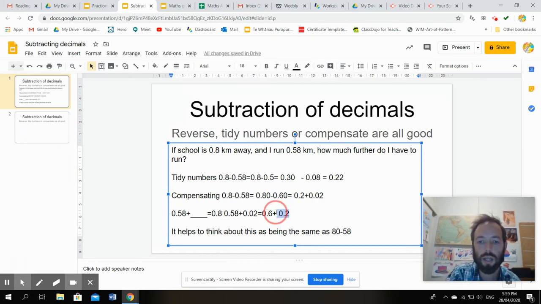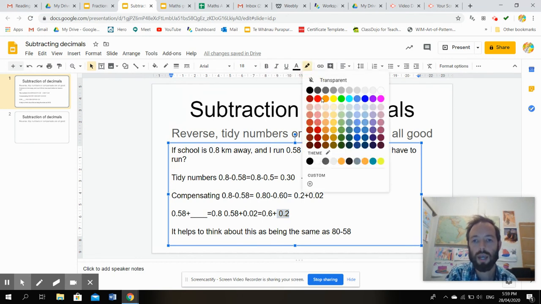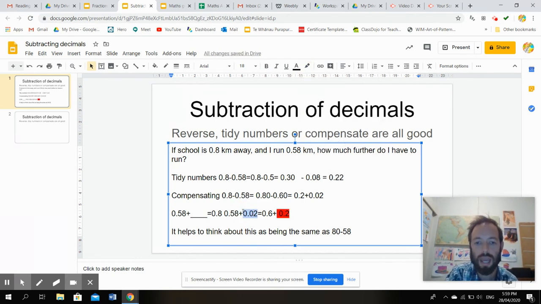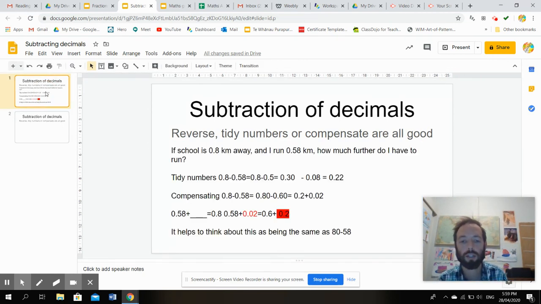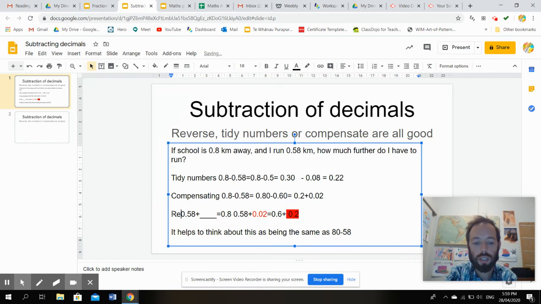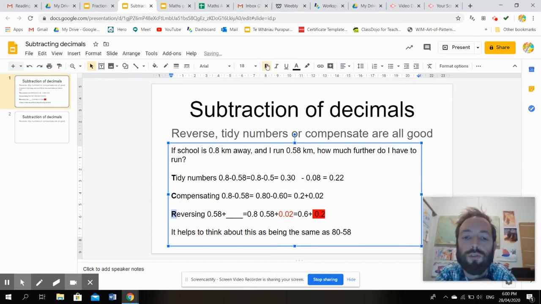I'm going to come back at this point and highlight the numbers that are really important in terms of adding what has been added. What I added first was 0.02 to get to the tidy number, and then I added 0.2 to get to 0.8. You're going to have a whole lot here which aren't there yet, but I'm going to be adding a few in there, and what I would like you to do is also put in a bit of a code for which way you've solved them. You can put in a T if you're using tidy numbers, a C for each one if you're using compensation, and an R if you are reversing the problem.